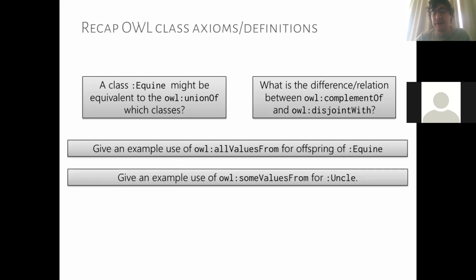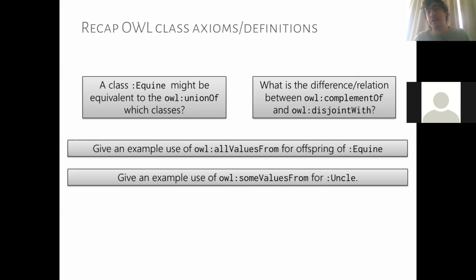In this case, let me give an example use of some values from for uncle. So what do uncles typically have? What do all uncles have? Well, they would have a sibling. So we could say that uncle is a subclass of some values from person, or well, we could assume that uncle is a person. If not, we could say animal or alive or whatever. But on property sibling. So we can assume that they have a sibling.